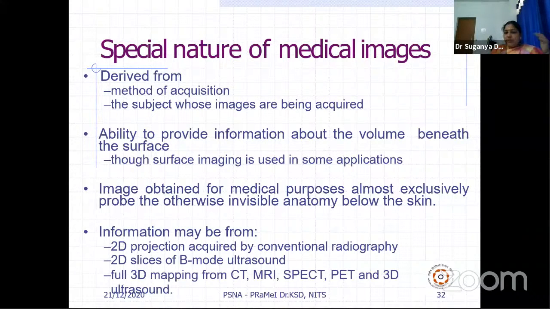Images obtained for medical purposes almost exclusively probe the otherwise invisible anatomy below the skin. And the information may be from 2D projection or 2D slices. 2D projection is X-ray. For 2D slices, we go for CT, and for full 3D mapping, we go for MRI, PET, and 3D ultrasound.